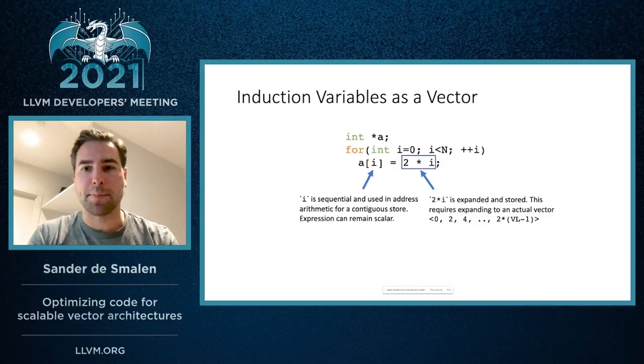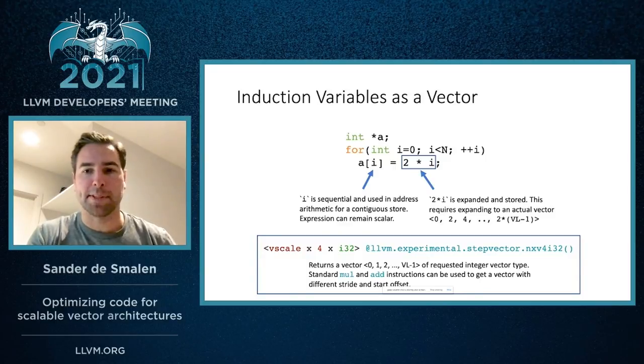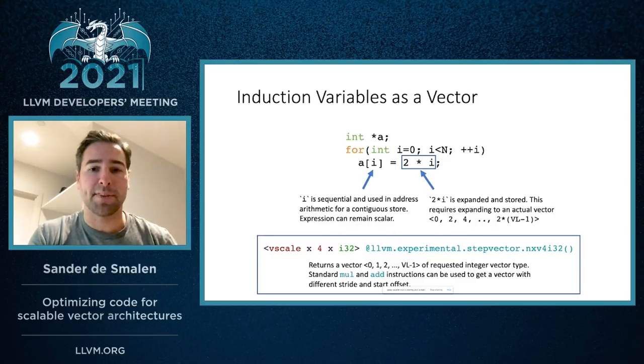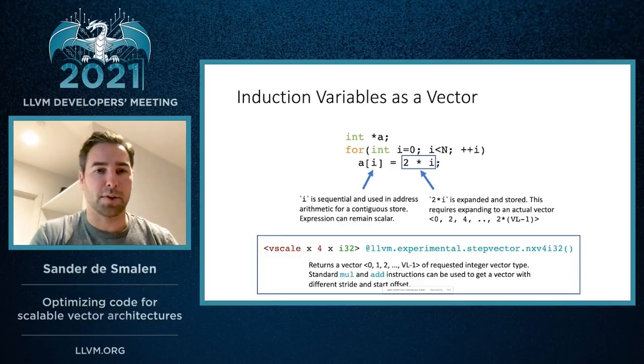The next building block is being able to represent an induction variable as a vector. In the example below, induction variable I is used to index into an array A. Because the access is contiguous, I remains scalar. But on the right-hand side, the expression 2 times I needs to be expanded to a vector value, 0, 2, 4, 6, and so on. For fixed width vectors, this would be implemented with a constant vector. But because we can't use constant vectors for scalable vectors, we had to add a new intrinsic for this called step_vector. And step_vector returns a vector 0, 1, 2, 3, and so on, of the requested integer vector type. And standard mul and add instructions can be used to get a vector with different stride and start offset.